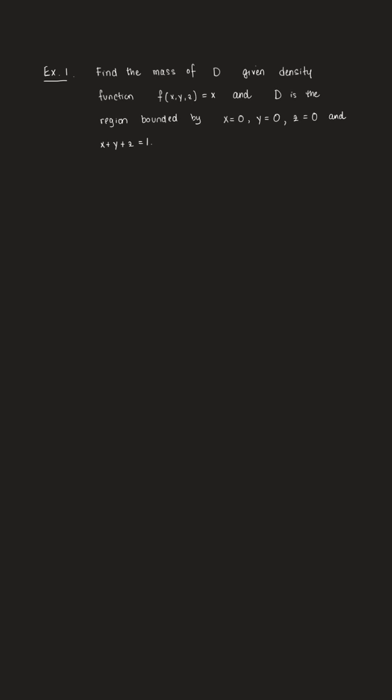Okay, so our first example is we want to find the mass of our region D, given our density function f of x, y, z equals x, and D is the region bounded by x equals 0, y equals 0, z equals 0, and x plus y plus z equals 1. So while you don't always have to do this, I'm going to go ahead and sketch the region just so that we get a sense of what's going on here.